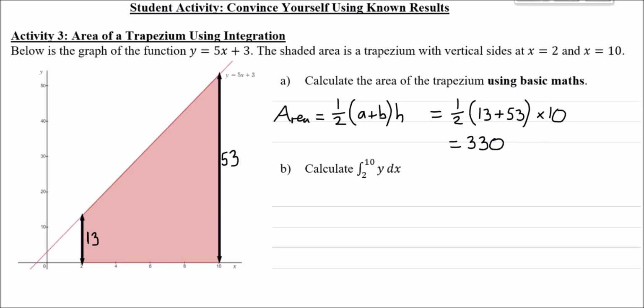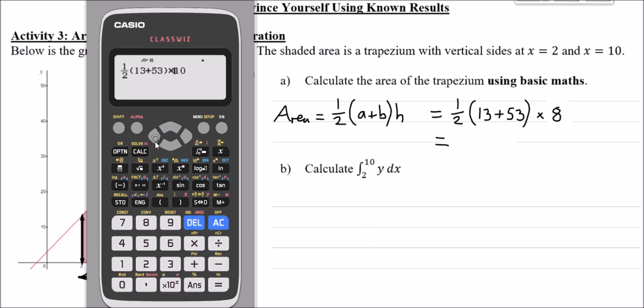Whoops, what am I doing? That's silly. No. If you spotted my mistake, thank you very much. No, the height is between 2 and 10, isn't it? So actually the height here, between 2 and 10, that's going to be 8. That's what you get for rushing. That's going to be a height of 8. So times it by 8 rather. My mistake. Thank God I spotted that one. Now we have 264.